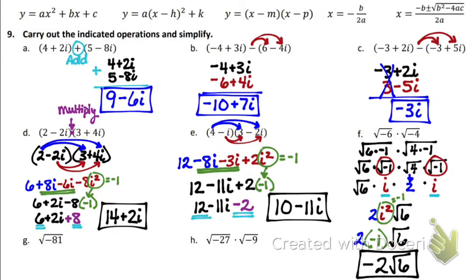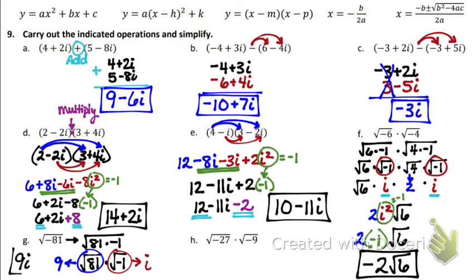What is the square root of negative 81? Or can I break it down? Let's get the negative out of there. So the square root of 81 times negative 1. So square root of 81 times the square root of negative 1. Do you know the square root of 81? 9. What about the square root of negative 1? i. So this is going to be 9i.